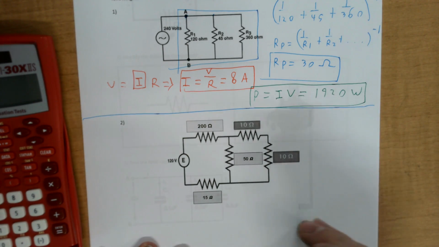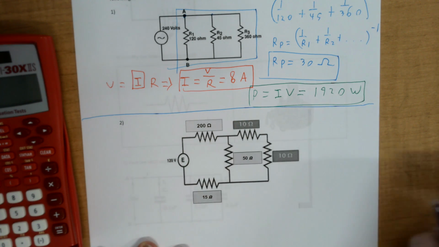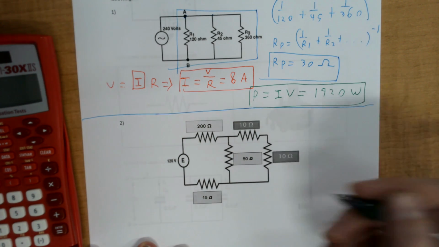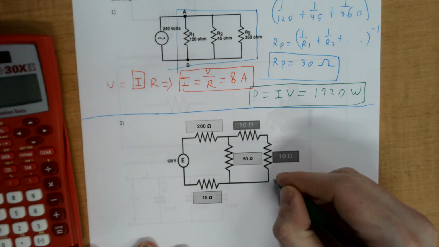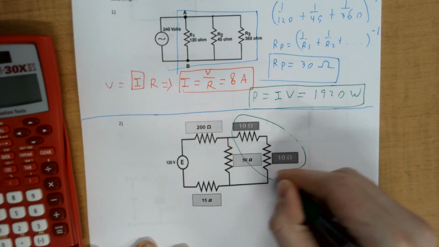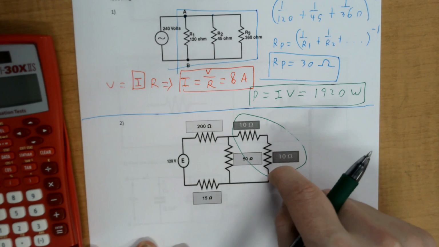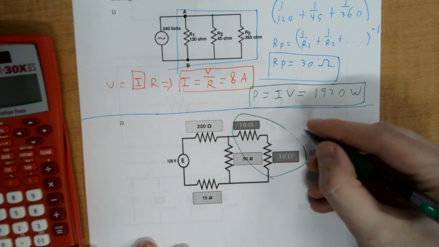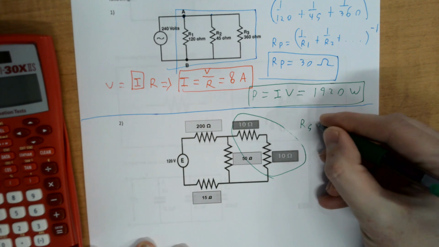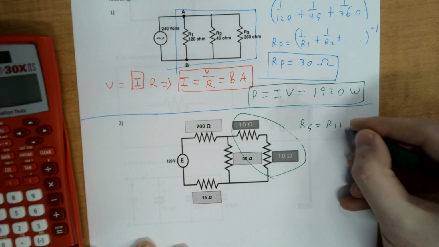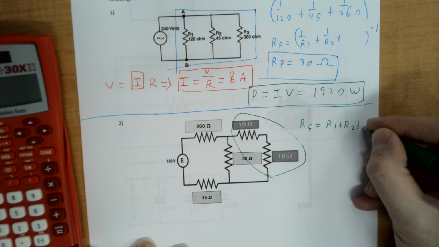First part is start as far away from the source as we can normally. That's a trick I like to go with, although others don't have to do it that way. But these two, these are definitely series. So if you remember the rule for series resistance, you just add them, which is real nice.